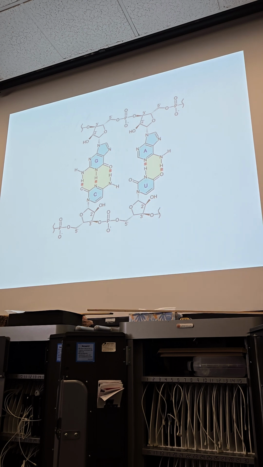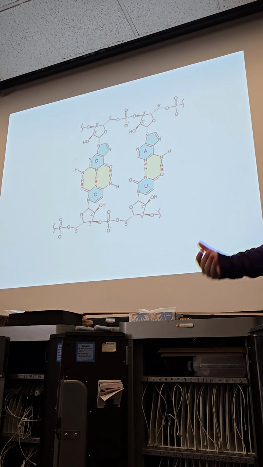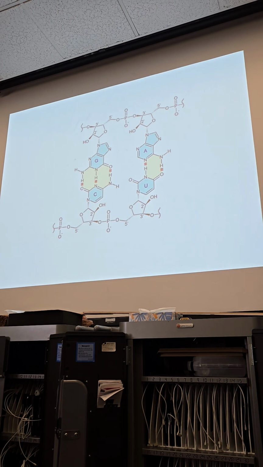Okay? So when they were first making this discovery, we knew the chemical components of this. We knew that it was made out of phosphate, sugar, and nucleic acid. We knew all of these things. We, in fact, knew the quantities of them. We knew the A's and T's had to be equal to each other, so they had to be binding. We did not know the structure of it until there was a paper.